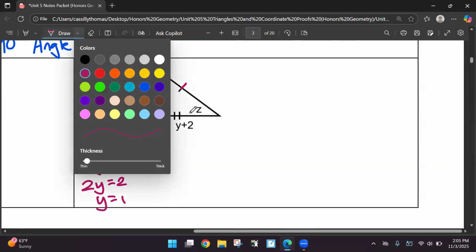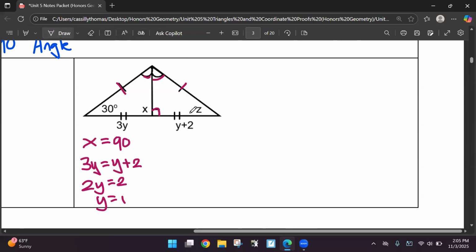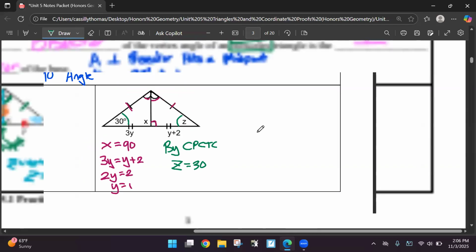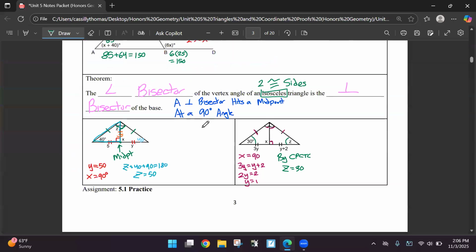And then these two angles, we could prove that these triangles are congruent. So by CPCTC, z equals 30. I think that's all of them. And we are done, and this section is finished.